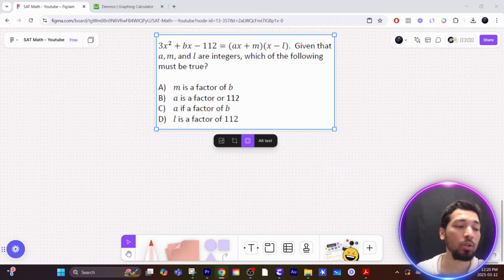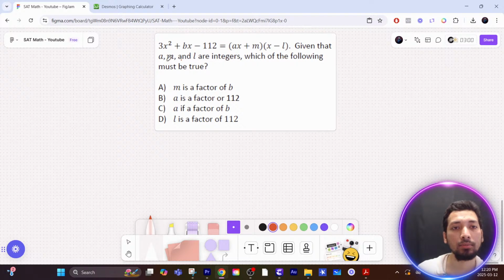So you have 3x squared plus bx minus 112 is equal to (ax plus m) times (x minus l), given that a, m, and l are integers. That's a key point over here: a, m, and l are integers. Which of the following must be true? We don't know about b, but we know that a, m, and l are integers. Which of the following must be true?